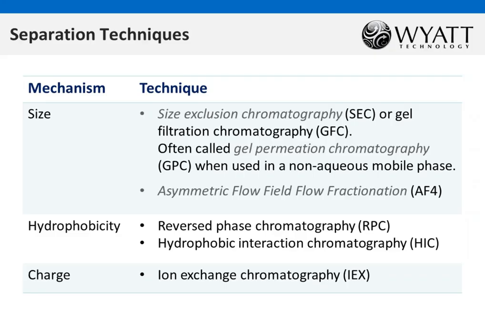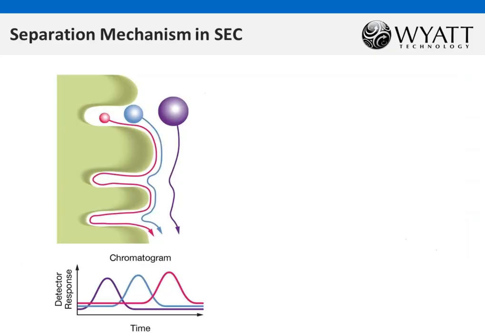SEC separates molecules based on their hydrodynamic size or volume. Other chromatography techniques that may be used with light scattering are, for example, reversed phase chromatography, hydrophobic interaction chromatography, or ion exchange chromatography. But size exclusion chromatography is by far the most commonly used technique with light scattering. In order to understand why multi-angle light scattering is so advantageous when using SEC, we need to look at the separation mechanism.